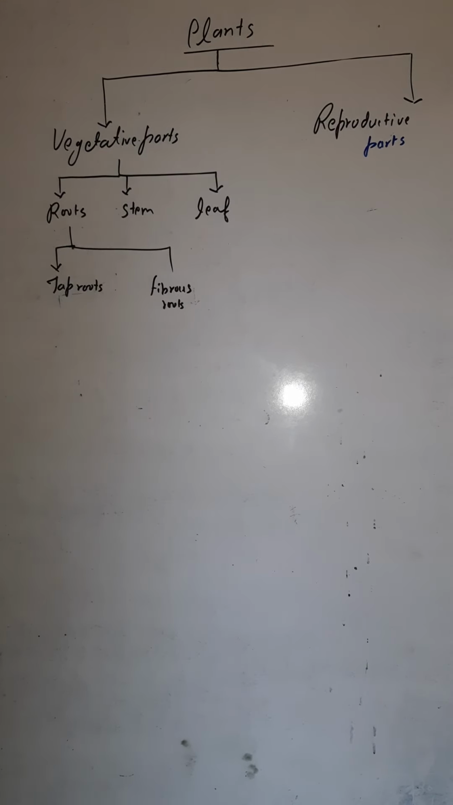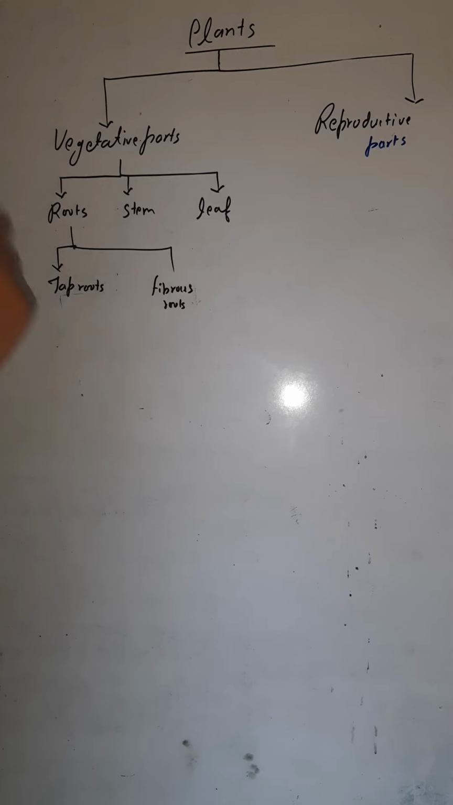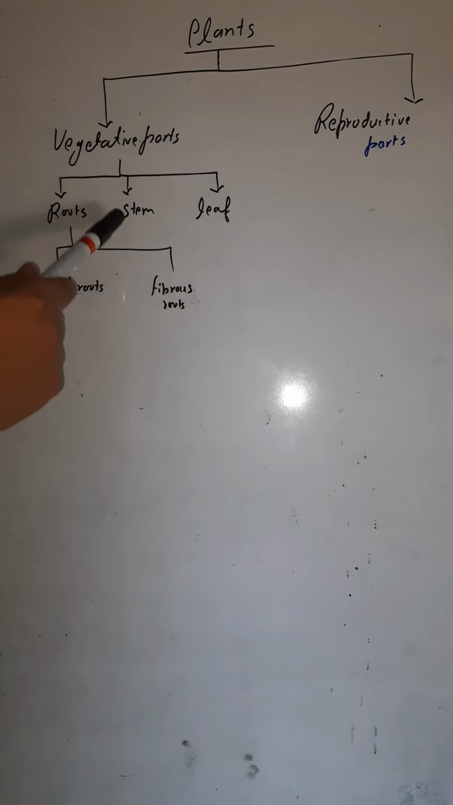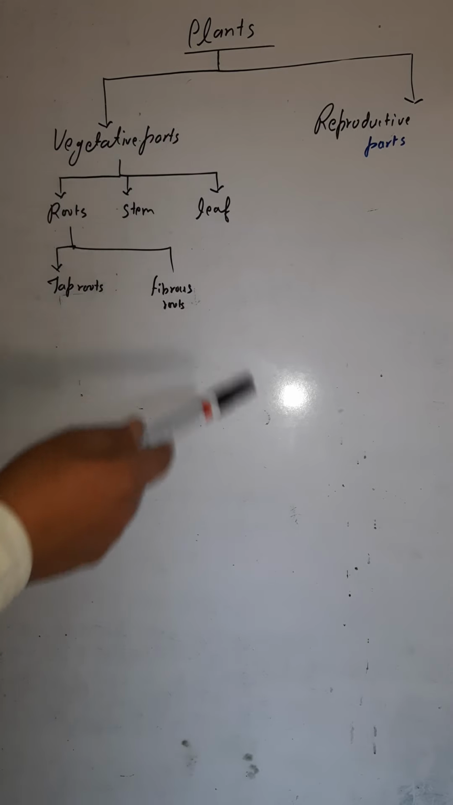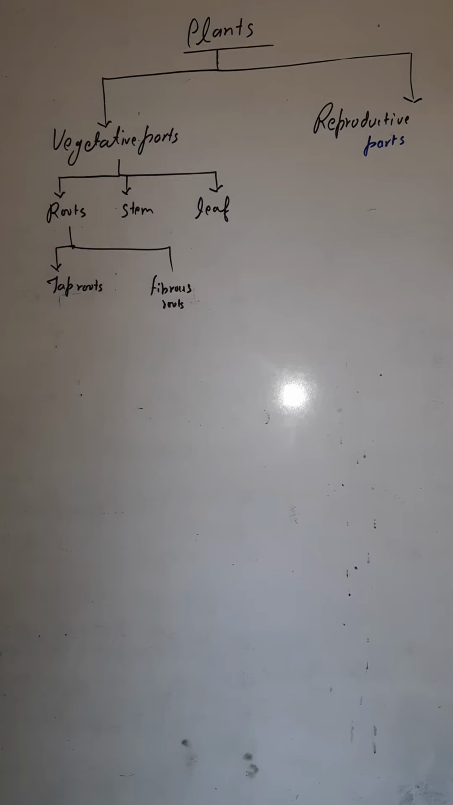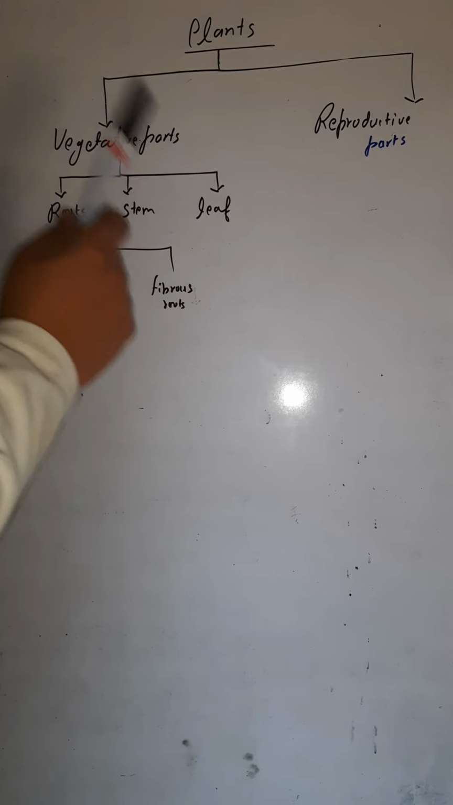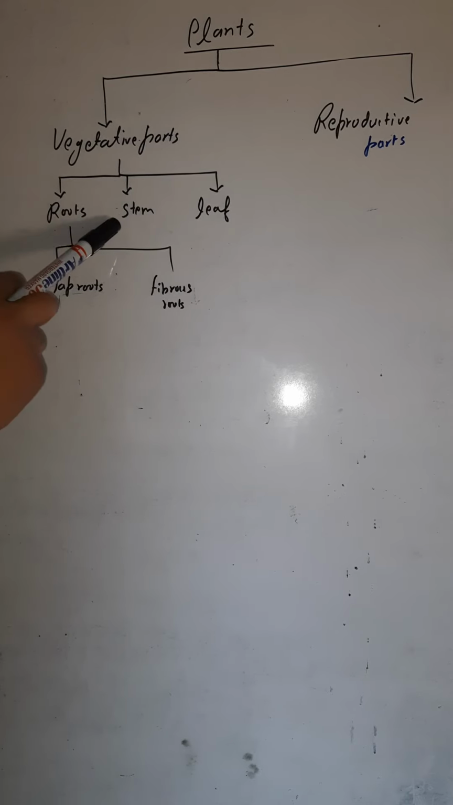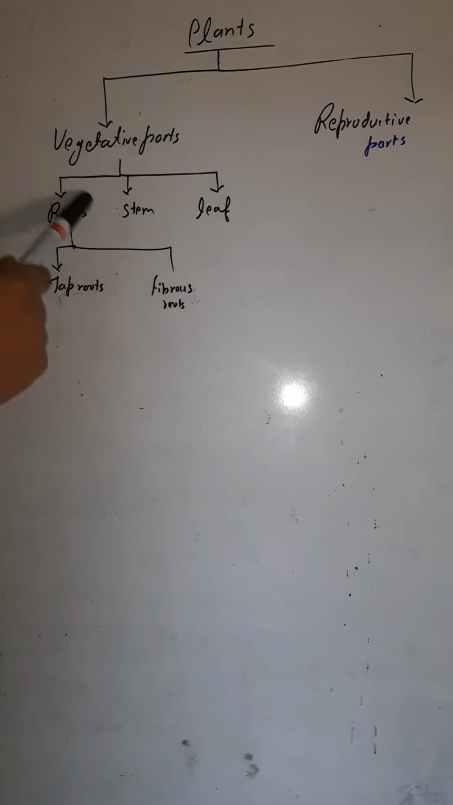Now, the vegetative part can be divided into three subcategories: roots, stem and leaf. All these three constitute the vegetative part of a plant. Today we will discuss the first vegetative part, that is the root.